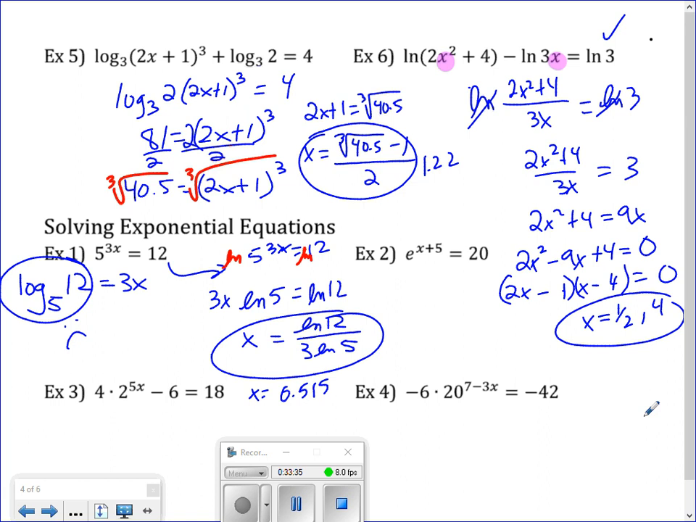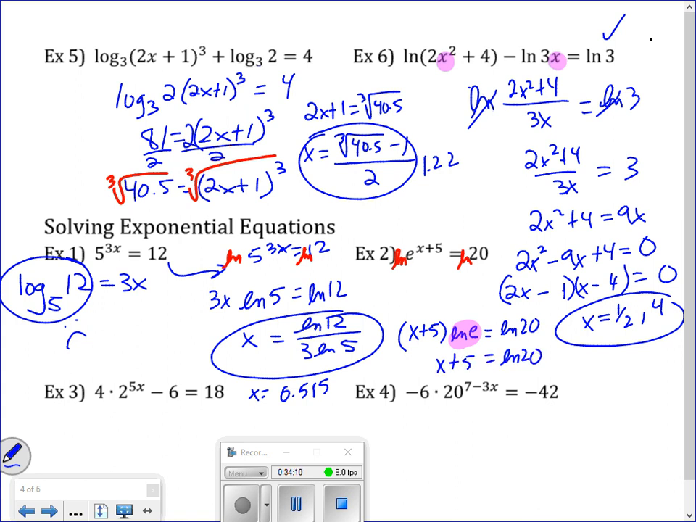All right, same thing with example 2. I'm going to go right here and take the ln of both sides. On the left side, the x plus 5 can come to the front, and then I have ln e next to it equals ln 20. Well, this one's super nice. What's ln e do? Yeah, I don't have to deal with it. This whole ln e part just goes away to 1. And so I get x plus 5 equals ln of 20.